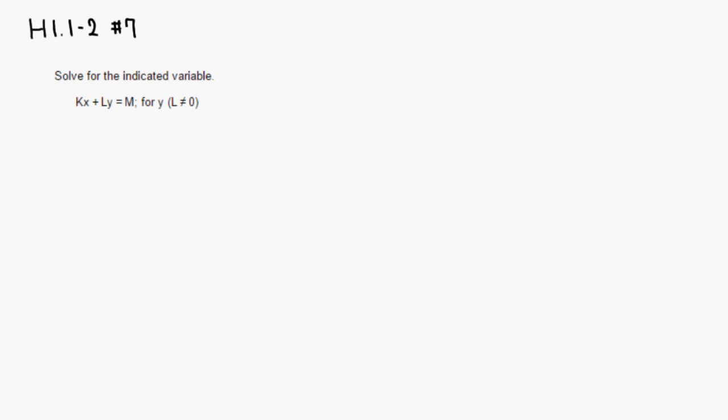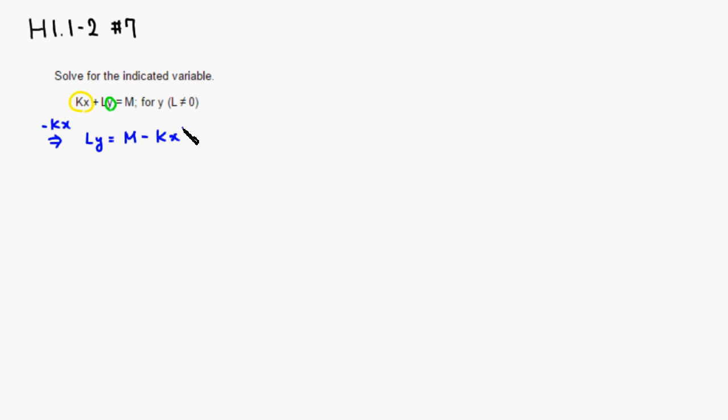So y is sitting right here. So we have to get rid of other stuff. First thing I would do is I'm going to get rid of kx. We can do that by subtracting kx from both sides. So you have ly is equal to m minus kx.